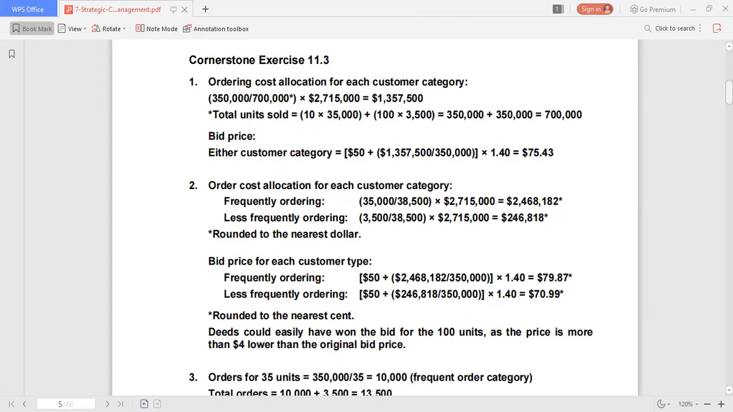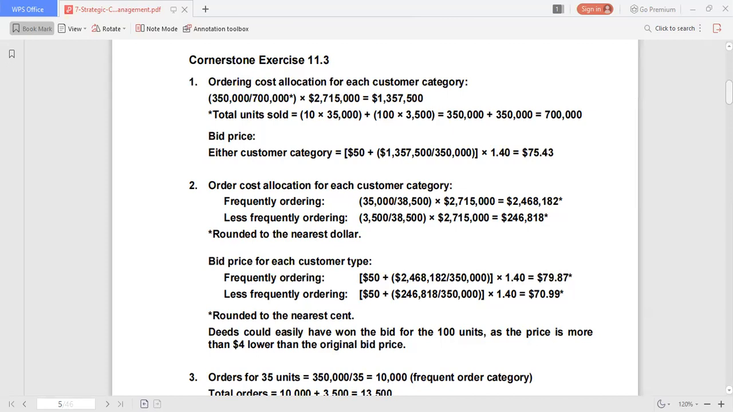Now, in number 3, we have the orders for 35 units. We have now 350,000 divided by 35. So you get 10,000. That's your frequent order category. That's in requirement number 3.